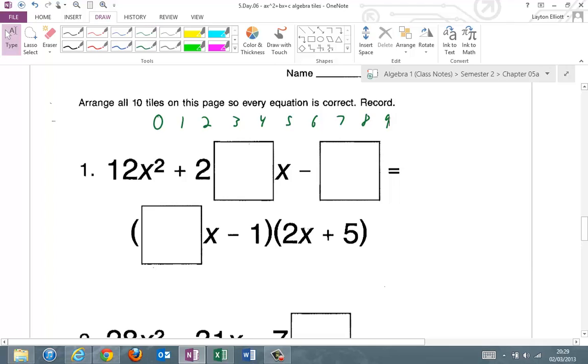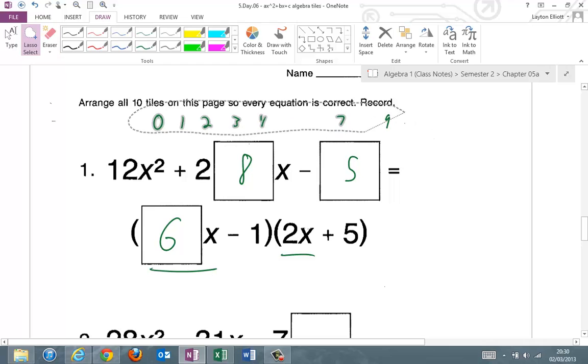We want something times 2x to equal 12x. That would have to be 6x. Then we can just FOIL the rest of this. First, outer, 30. Inner is 2. 30 minus 2 is 28. And last is negative 5. So 6, 8, and 5 are out.